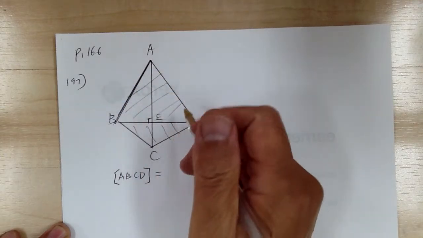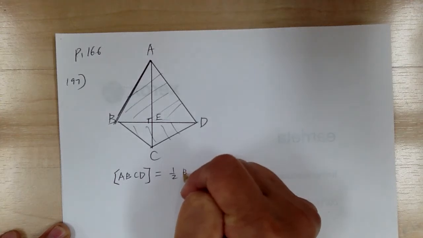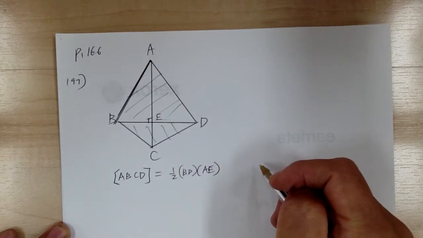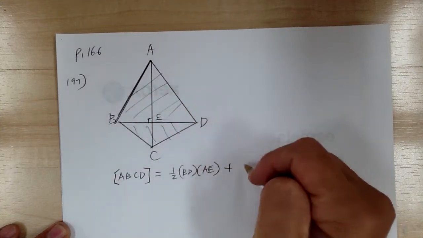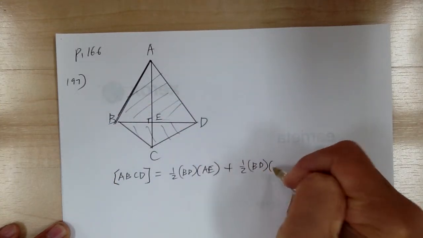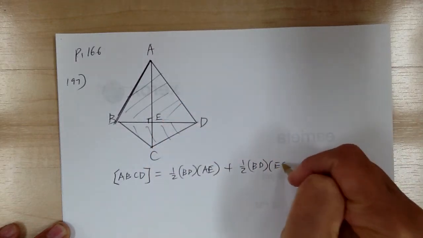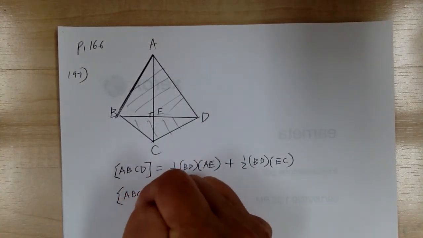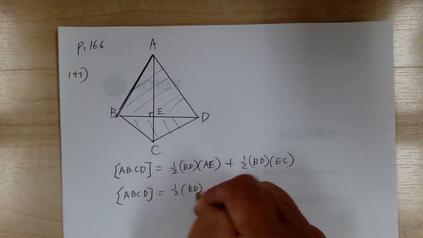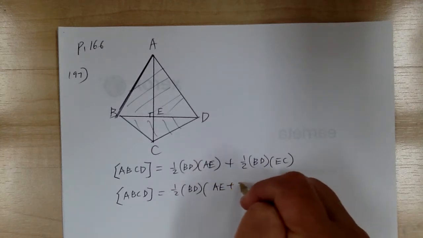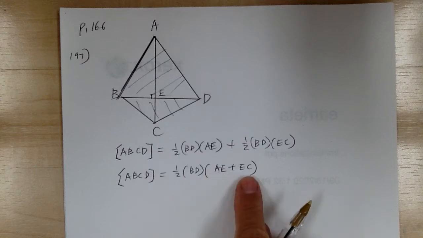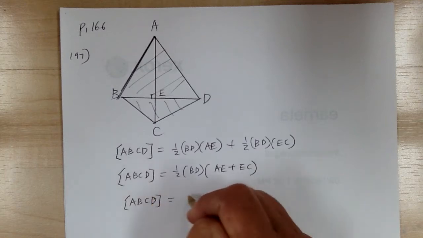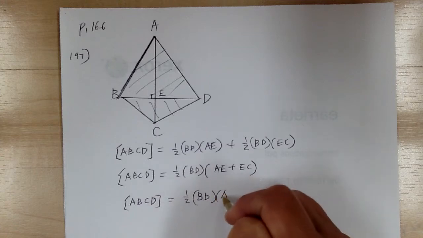So for this triangle right over here, it's going to be 1/2 base times the height, which would be AE, plus the lower triangle would be 1/2 the base times the height, which is EC. And then factor out the 1/2 BD. So you're going to get AE plus EC. Well, AE plus EC is just AC, right? So the area of this quadrilateral would be 1/2 BD times AC.